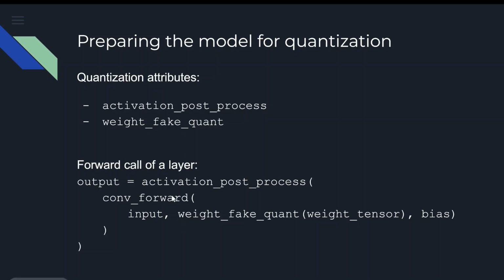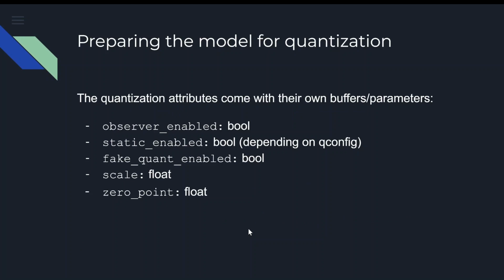So all in all, in pseudocode, what the forward call of the layer is now going to look like is that, for example, if you have a convolution, it's going to be the convolution forward where it takes in the input tensor, the weight tensor and the bias, but the weight tensor gets wrapped with this weight fake quant operation. So when the weight tensor gets called, it gets automatically quantized by this weight fake quant, which is going to do your quantization. And then the entire output of this conv layer is going to get wrapped in this activation post-process, which is going to do the requantization step. And so at the output, you're going to have a quantized tensor that was done with quantized weights, and then the requantization step.